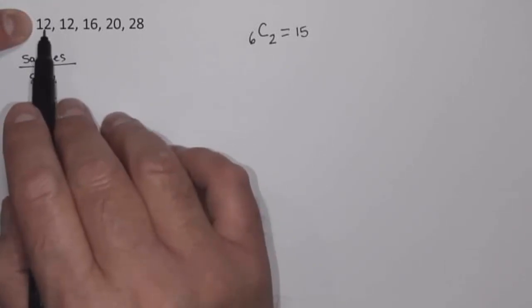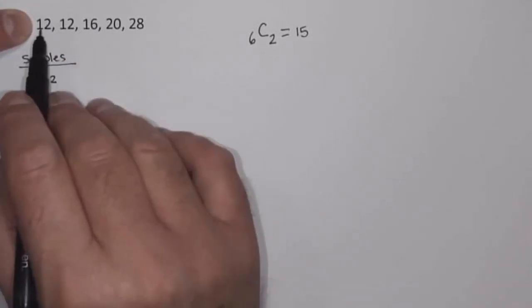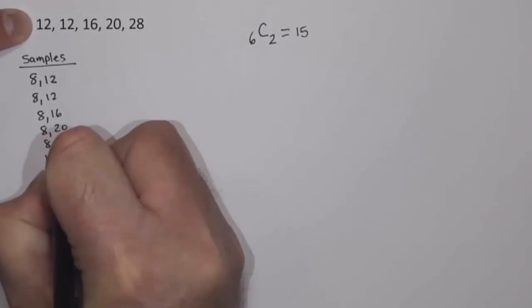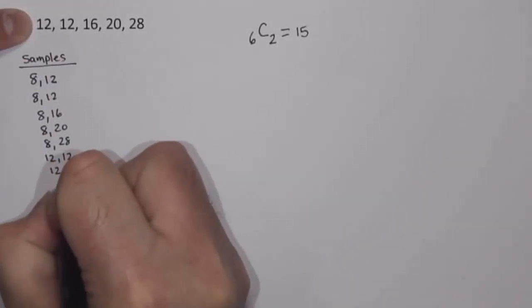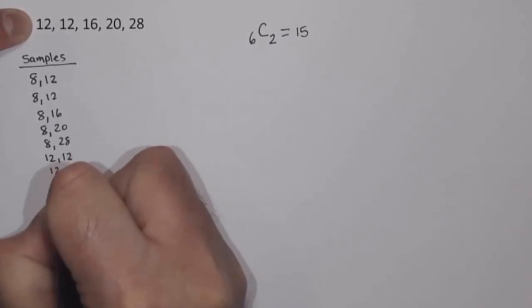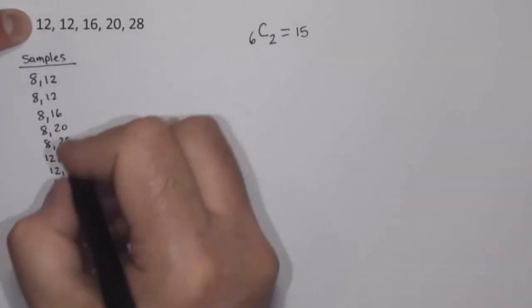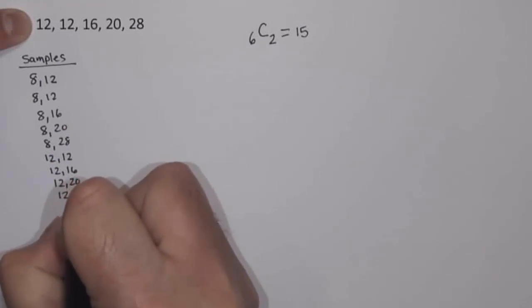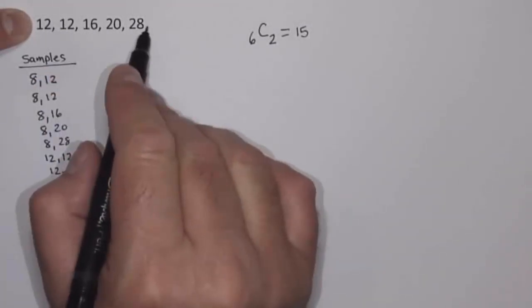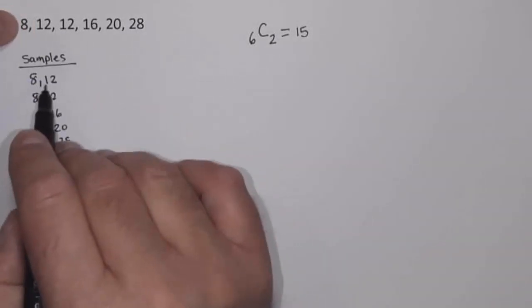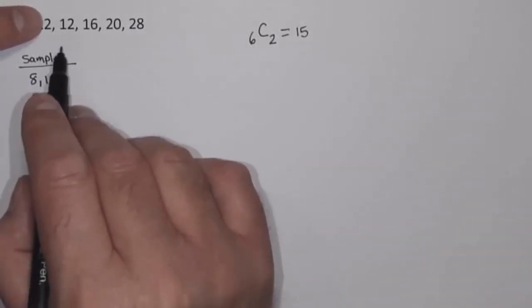But I do need to pair this 12 with the other 4. So I could have 12, the first 12, paired with the other 12, 12 paired with the 16, 12 paired with the 20, and 12 paired with 28. So I'm pairing this 12 with the other 4 data values. Again, I'm not doing 8 because we had already paired 8 with 12.